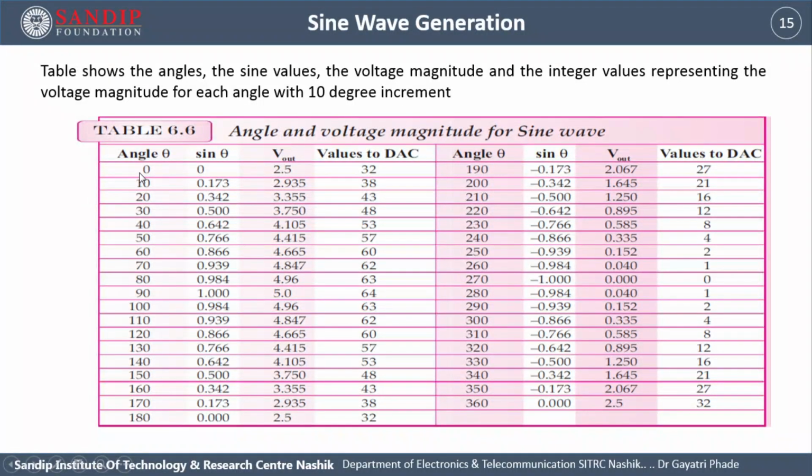Here is the calculation done with this particular formula. This is the angle theta. This is the calculation of sine theta, and here is the V out calculated with the formula that we have seen in the previous slide, and these are the values to the DAC. So here is the complete table, and we will be writing the program now.